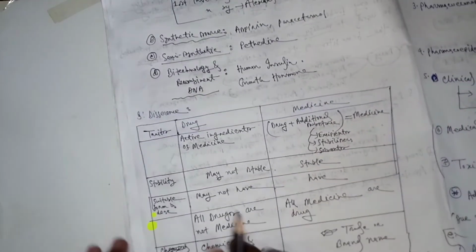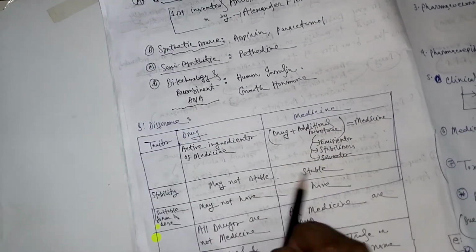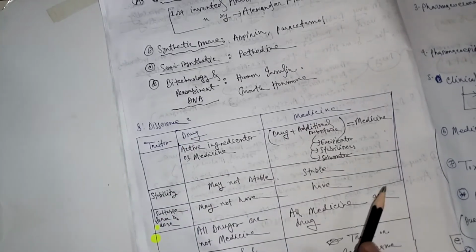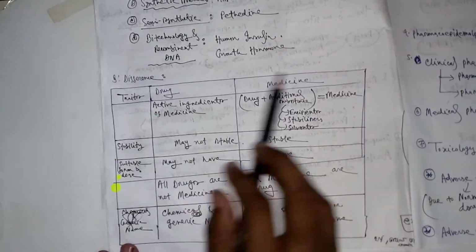Okay, so there are two most important differences: the difference between drug and medicine, and the difference between drug and food. So what is a drug and what is a medicine?